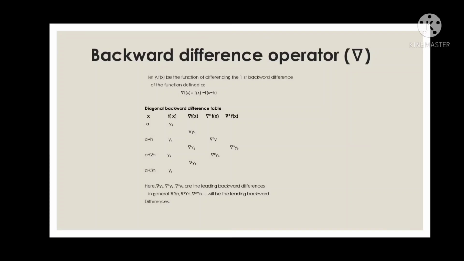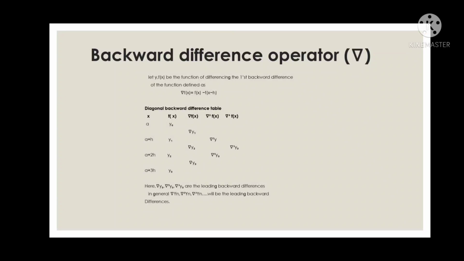Also the difference y1 minus y0 is taken as the first backward difference, but the notation is different. In the forward case, y1 minus y0 was written as delta y0. Here it will be written as del y, but the higher suffix value is given with del. So in the backward difference table, the difference y1 minus y0 will be represented as del y1, y2 minus y1 represented as del y2 and y3 minus y2 represented as del y3. The second backward differences will be del y2 minus del y1 is equal to del square y2 and del y3 minus del y2 is equal to del square y3.